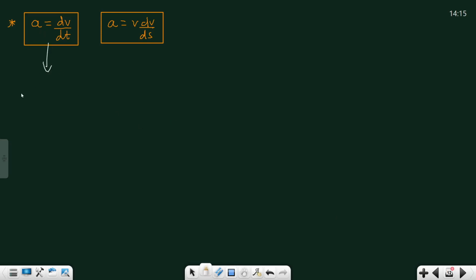a is equal to dv by dt. So when you multiply and divide dv by dt with ds, ds by dt will become v. है ना, ds by dt. You can write ds by dt is equal to v. So this will become v dv by ds. Clear? So acceleration, you can write in two expressions. One is a is equal to dv by dt and the second is a is equal to v dv by ds. ठीक है? Is it correct?